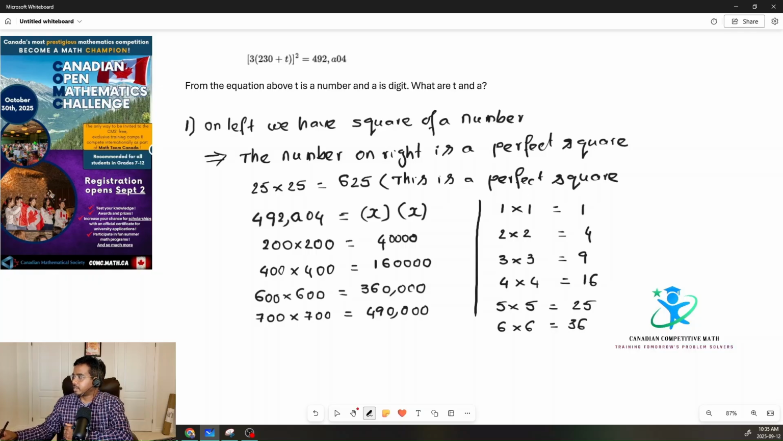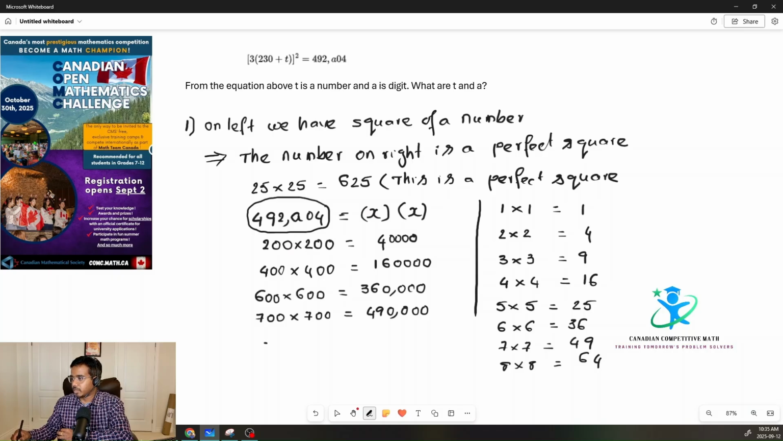So you're seeing the pattern, right? The pattern is 1, 4, 6, 5, 6. And if I take 7 times 7, if the last digit is 7, I'll get 49, so the last digit is 9. If 8 times 8, it will be 64. And if you can see here, the number we have has the last digit as 4. So our number should be closer to 700 and its last digit can either be 2 or 8.